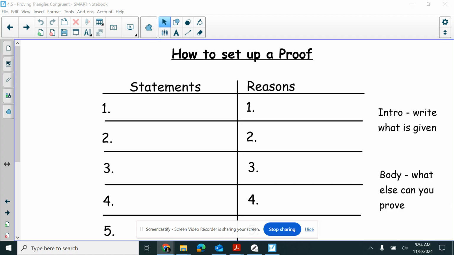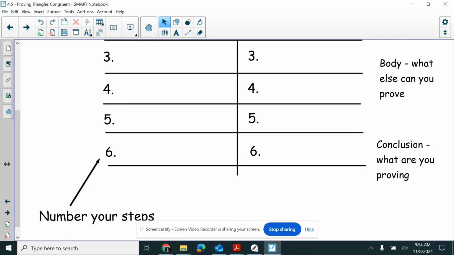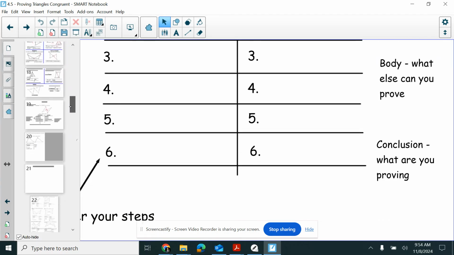When you start off a proof, you start with what's given. Then you have the body. Then at the end, whatever it is you're trying to prove. And you always number your steps. So let's just look at an example.